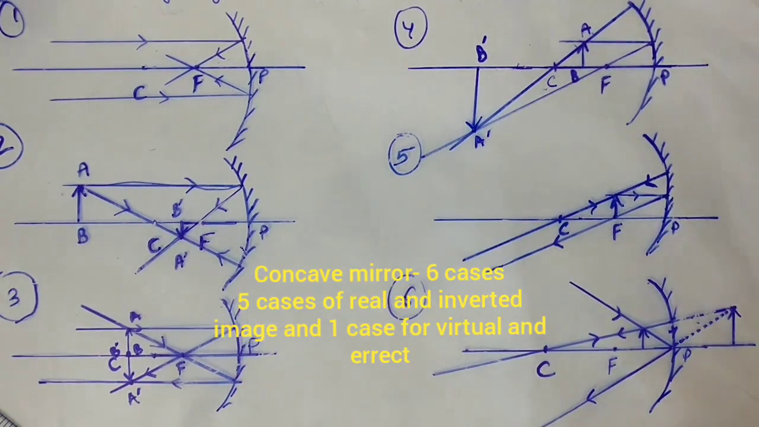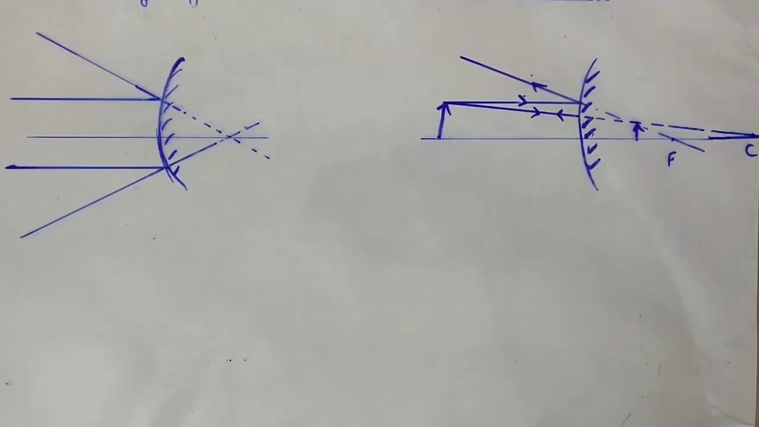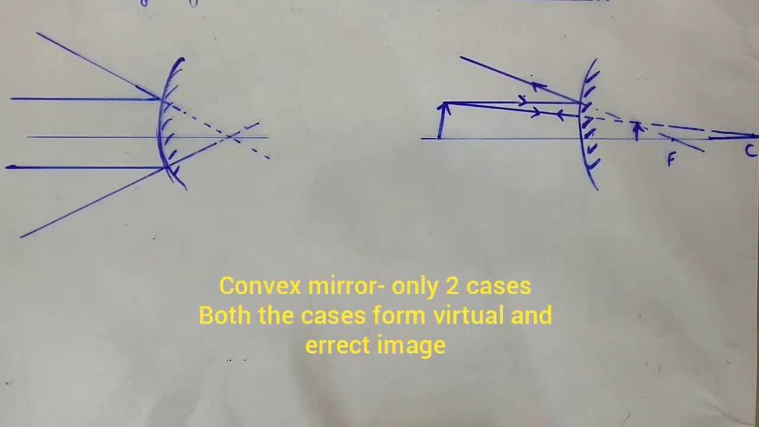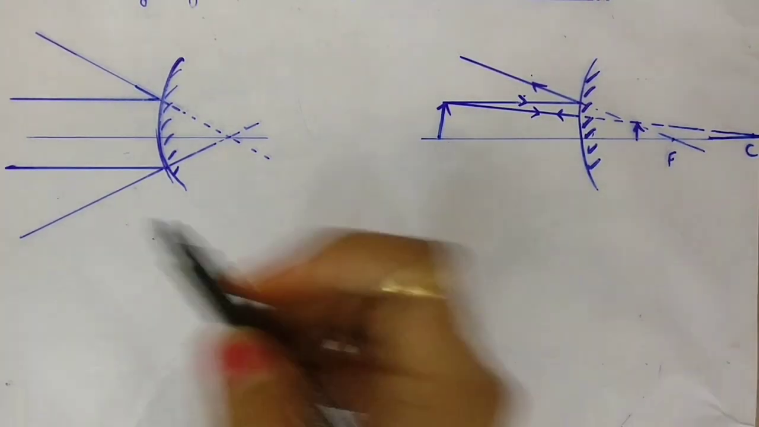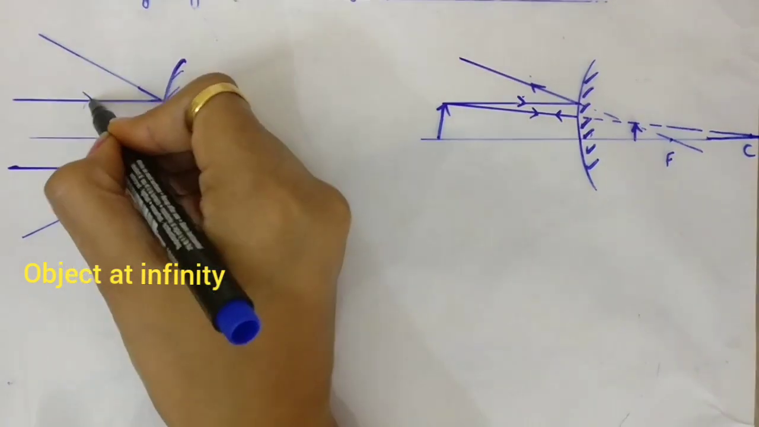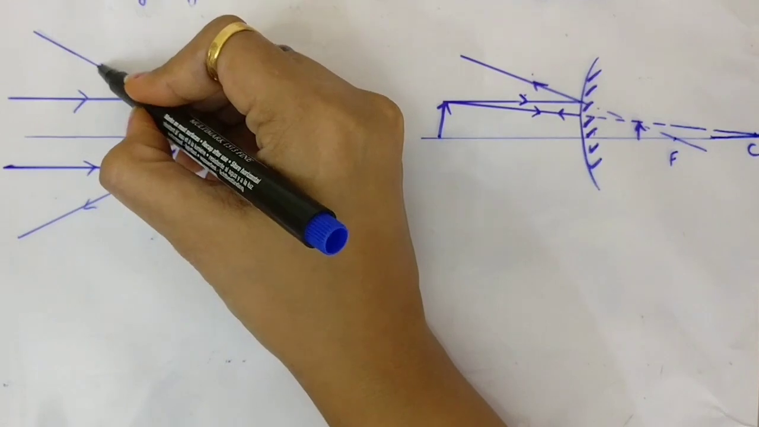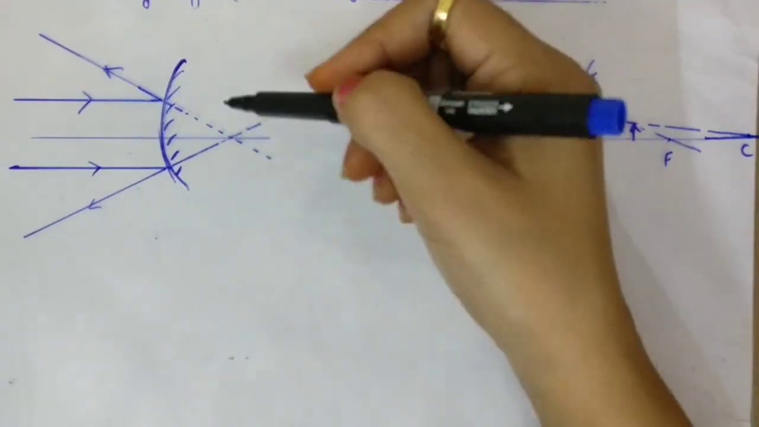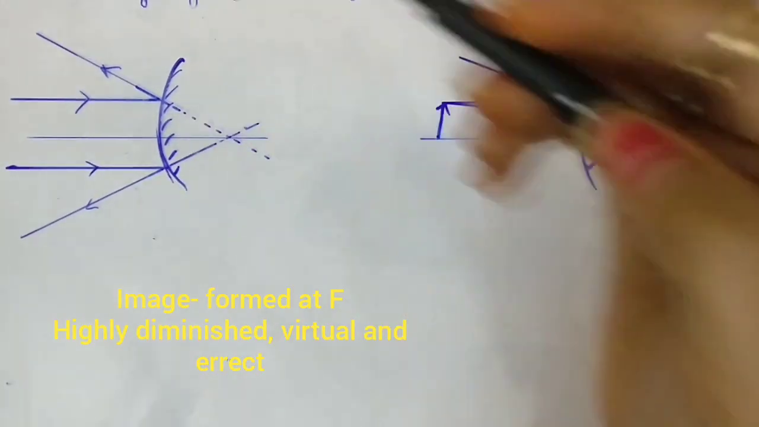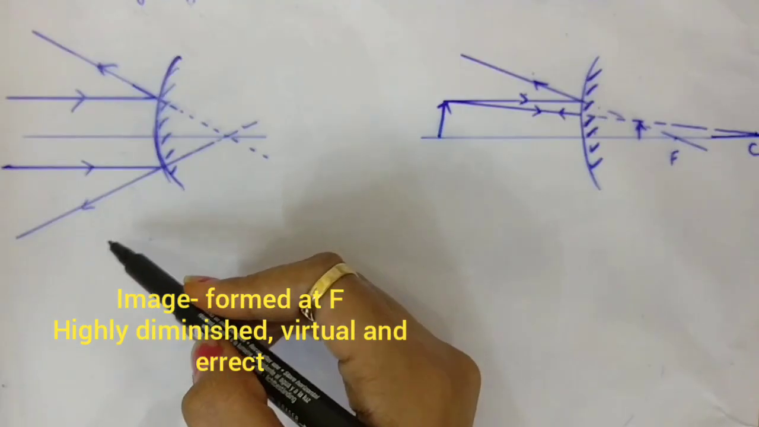In case of a concave mirror, we have 6 different cases. When it comes to a convex mirror, there are only 2 cases, but in both the cases, the image formed will be virtual and erect. So if the light rays are coming from infinity parallel to the principal axis, they should appear to reflect from the focus. Okay, this diagram we have studied before also.